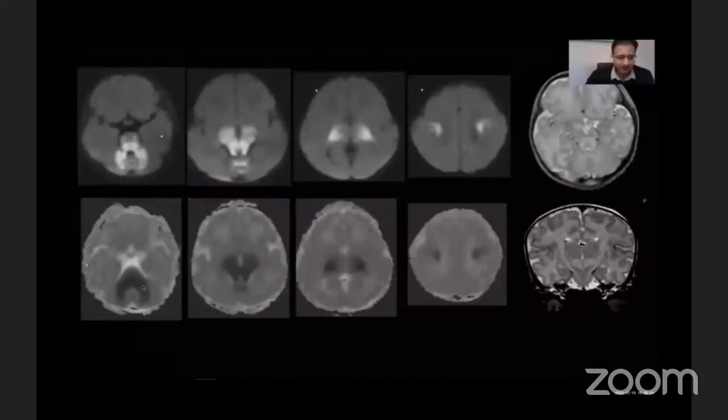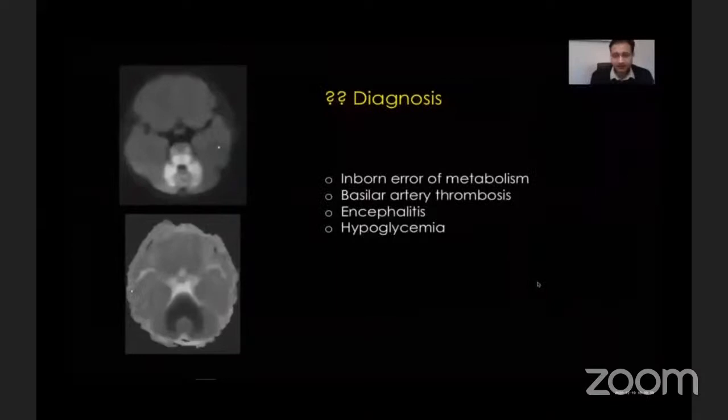and the brainstem. On the T2-weighted images, there is mild hyperintensity and maybe subtle expansion involving the dorsal brainstem and the thalamus. So what's the diagnosis here in this 7-day-old child? Is it an inborn error of metabolism? Is it related to basilar artery thrombosis? Is it encephalitis, or is it related to hypoglycemia?